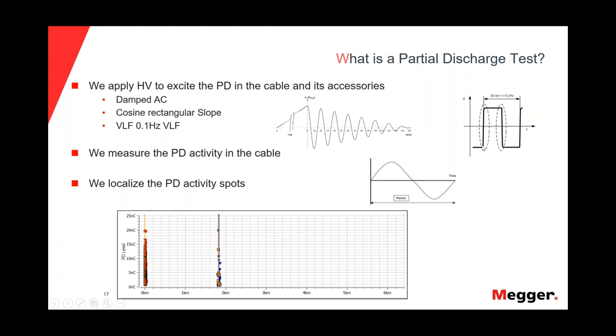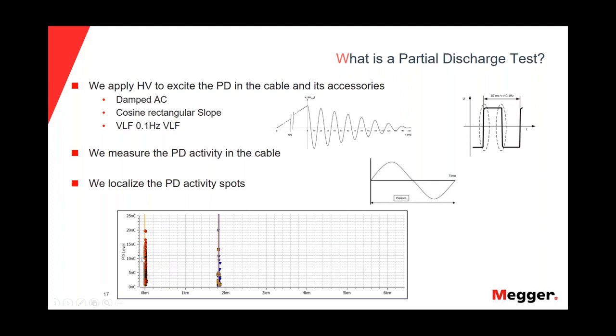Not all of the wave shape, only the change of polarity is the slope when the change of polarity happens in the wave shape cosine rectangular. And we can also use the sine 0.1 hertz VLF wave shape, okay? We will measure the partial discharge activity in the cable. We want to measure the level of the PD activity in my cable, but also I want to localize the PD activity spots in my cable.